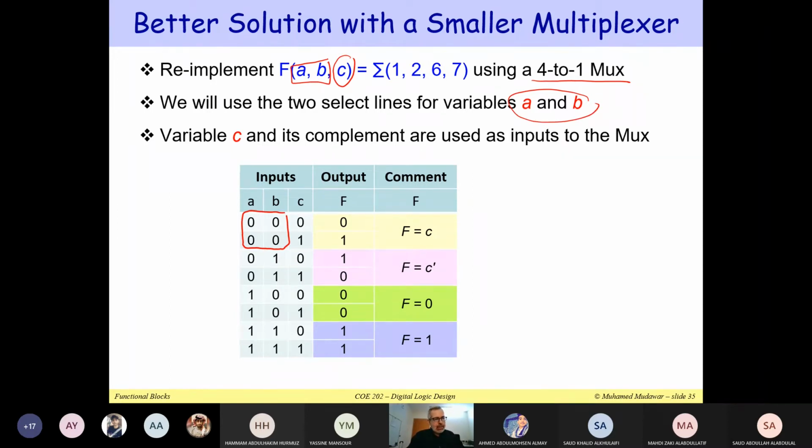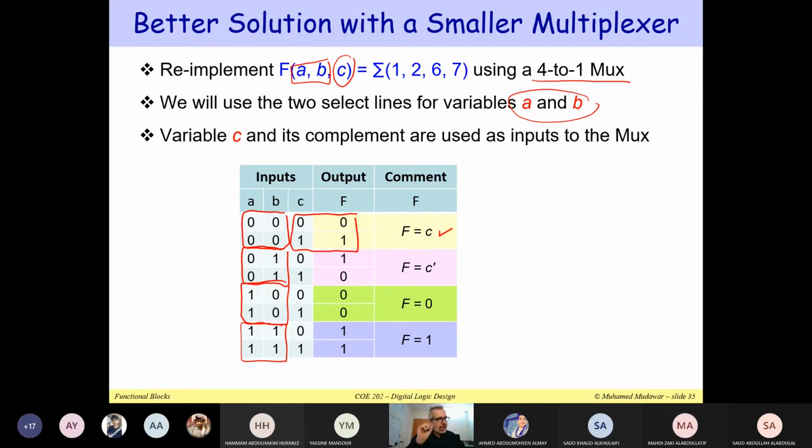Now, there are four cases for A and B. We can have AB equal to 0, 0, AB equal to 0, 1, AB equal to 1, 0, and AB equal to 1, 1. So these are the four possible cases for AB. Now, when AB equal to 0, 0, let us take a look at the value of F. Notice that the value of F is identical to C. When A and B are equal to 0, 0, then we can say that F is equal to C.